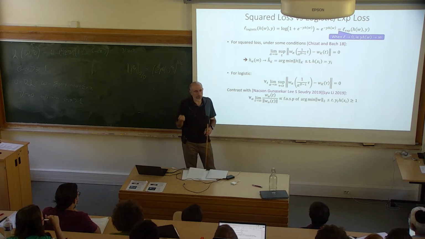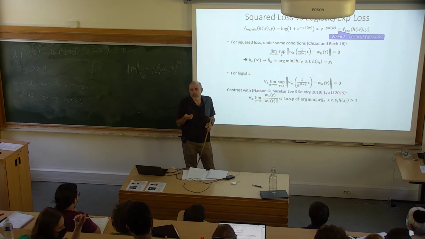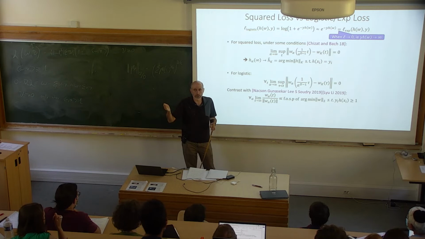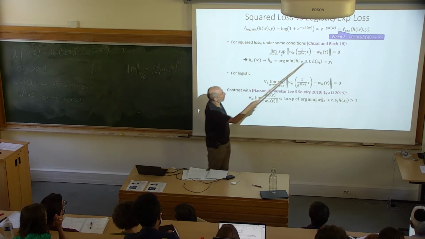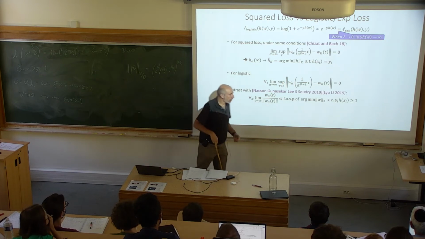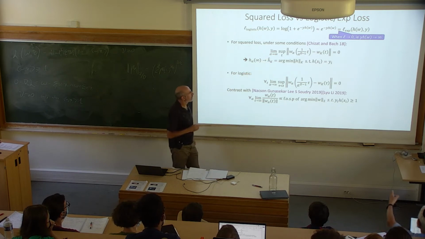And so in particular, if the entire trajectory converges to the kernel trajectory, then the implicit bias is the same as the implicit bias of the kernel, right? Because the limit point of the trajectory is the same as the limit point of the kernel trajectory. This is for the squared loss. This is different from this.